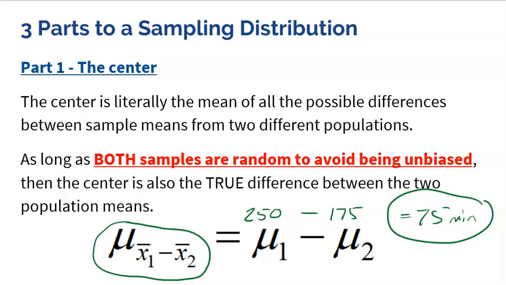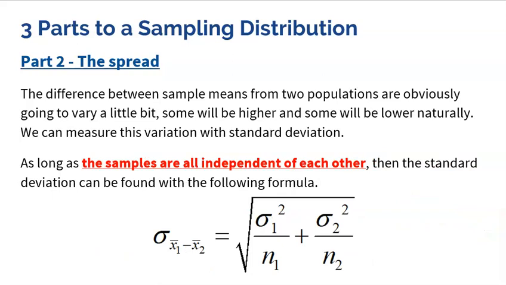Now, of course, there's a condition here. Both samples have to be random to avoid being biased. If there's any bias going on, you're certainly not going to get the truth. So if the truth is 75 and you are consistently not getting 75, well, I understand some samples could be 76, 77, 74, 73. Totally makes sense. But if you are consistently getting differences of 45, 45, 45, 42, 42, then you're probably going to have some bias.